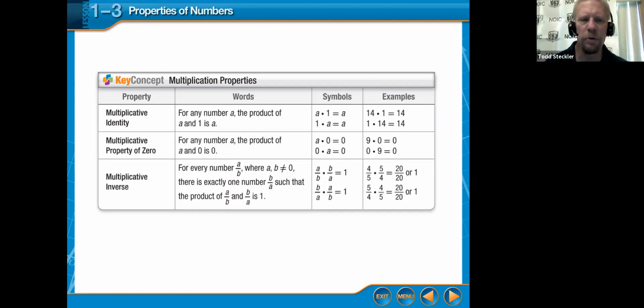And then the other important property is called the multiplicative inverse, which is called the reciprocal. And so if we take a number, for example here, 4/5, the reciprocal of 4/5 is 5/4. And if you multiply 4/5 times 5/4, that gives you 20 over 20, which is 1. Whenever you multiply a number by its reciprocal, you will always get 1. And that's because the multiplicative inverse is the reciprocal.